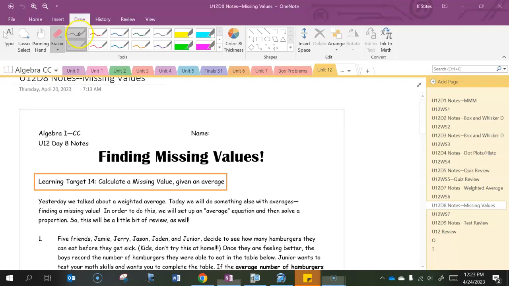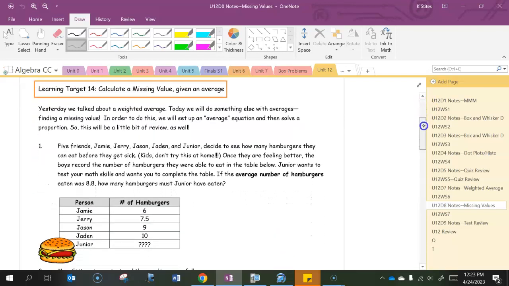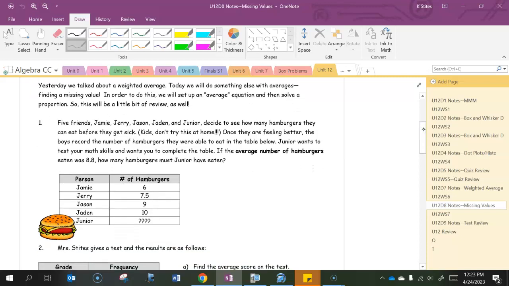Hello, Algebra 1. Today is the last day of new material of this unit, and we are going to work on finding missing values. This actually happens a lot on standardized tests when you're given an average, but you're finding a value that is missing.